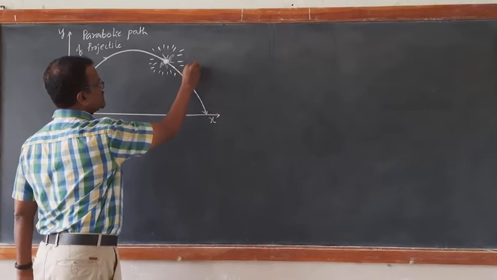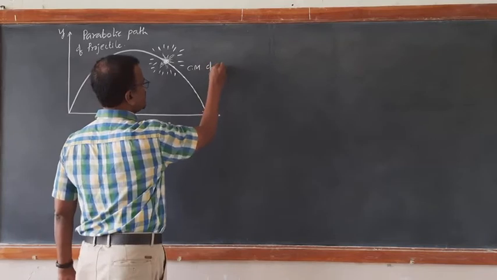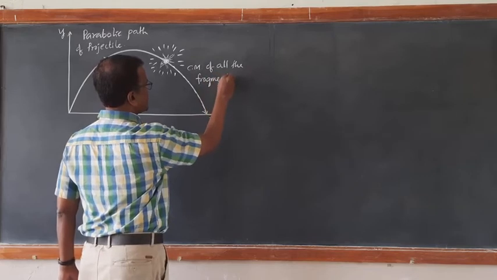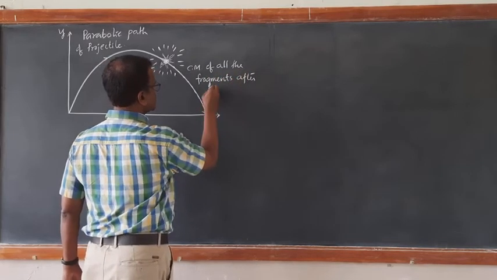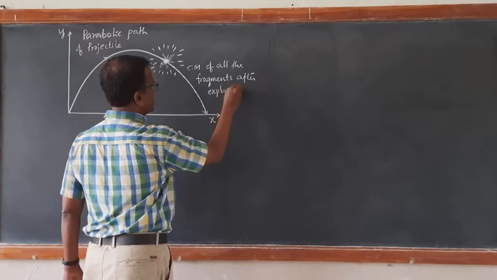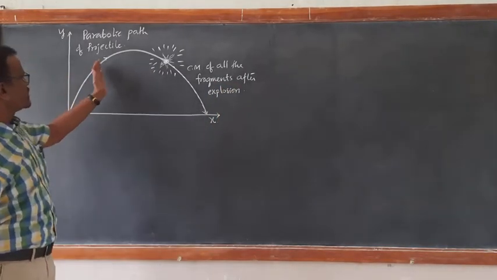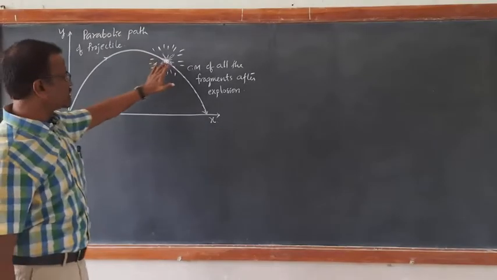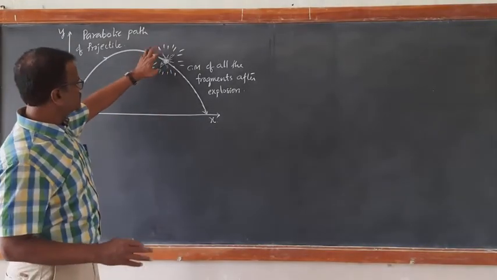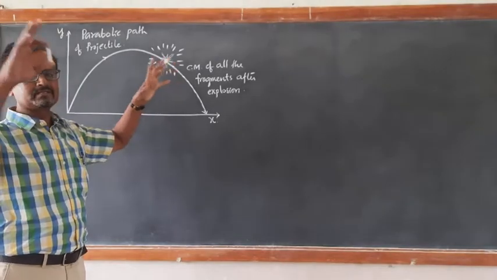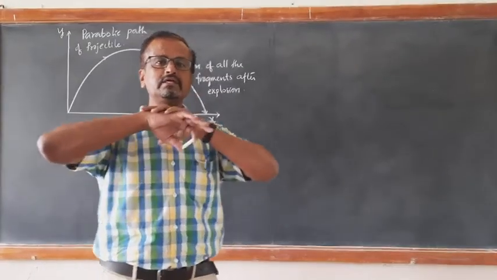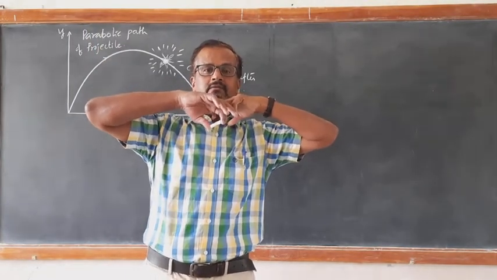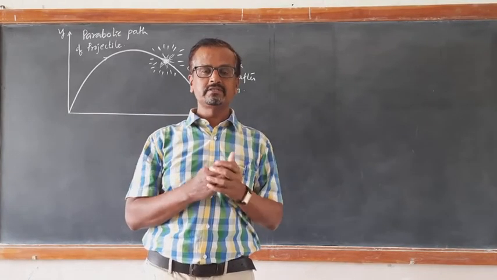That center of mass is the center of mass of all the fragments after explosion. Before explosion, the center of mass is undergoing the expected projectile path. Even after the explosion, even though you see it blast into so many fragments, you must have seen the beautiful, colorful display in the night sky when the projectile explodes. You must have enjoyed it.